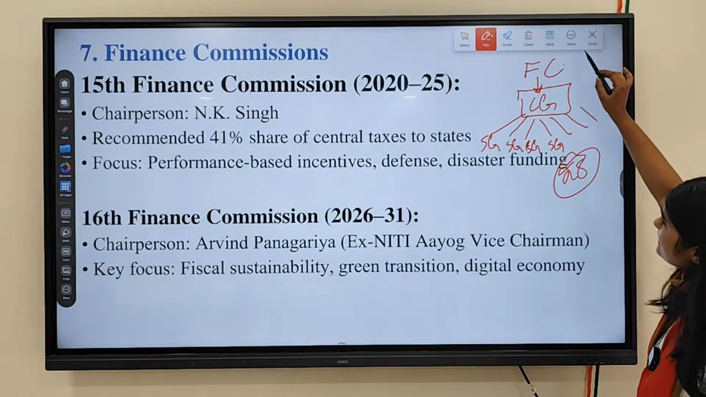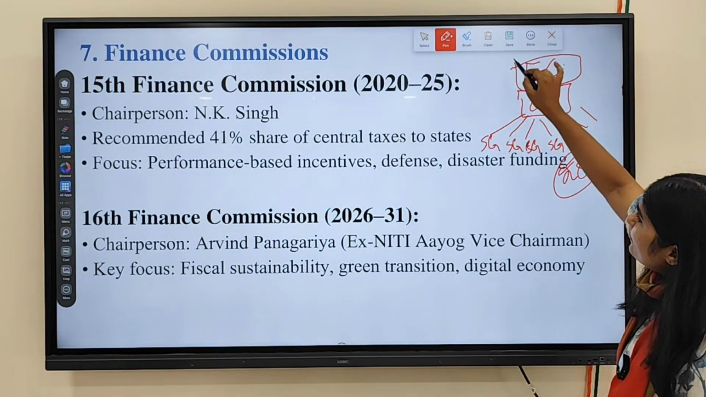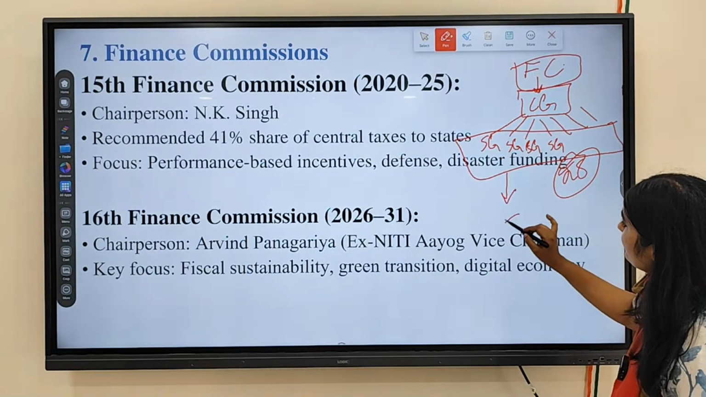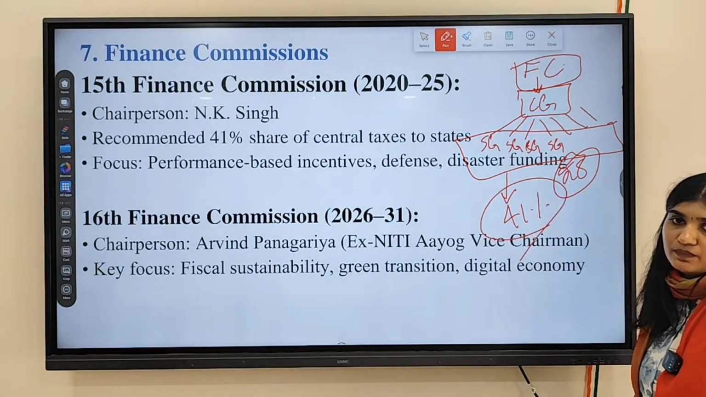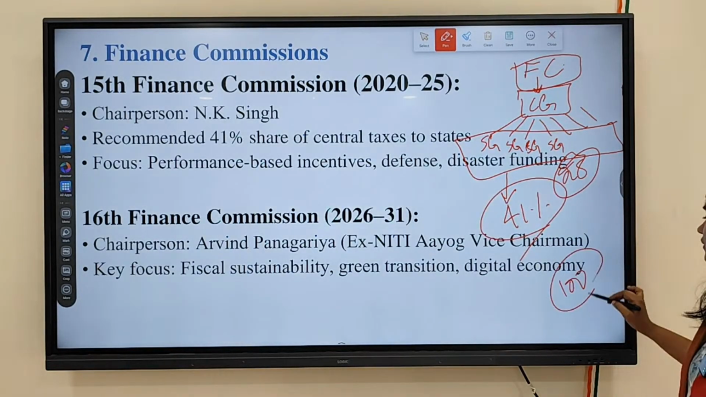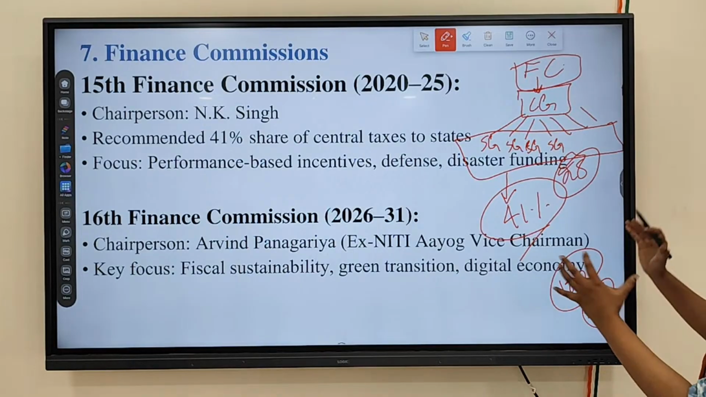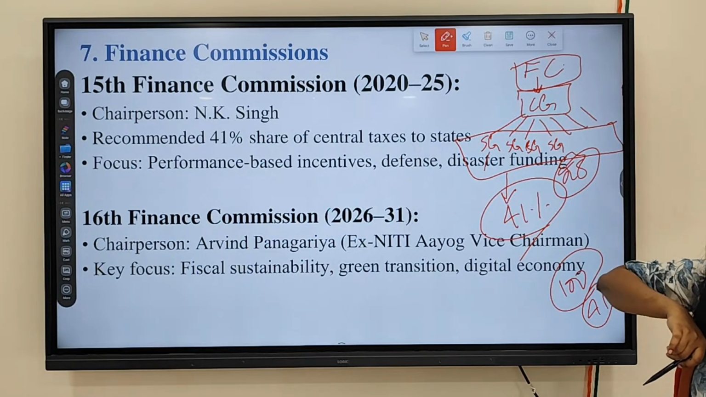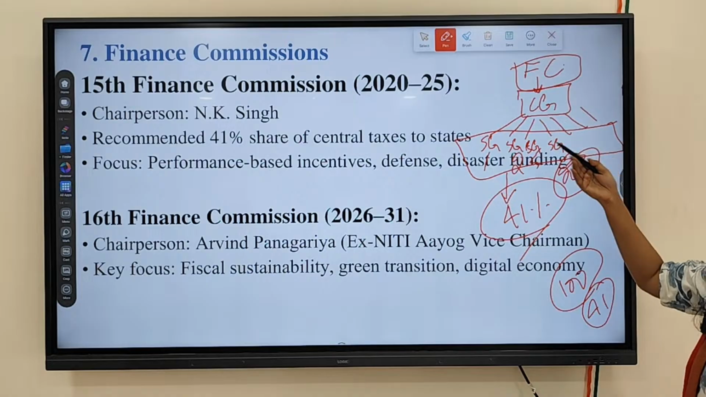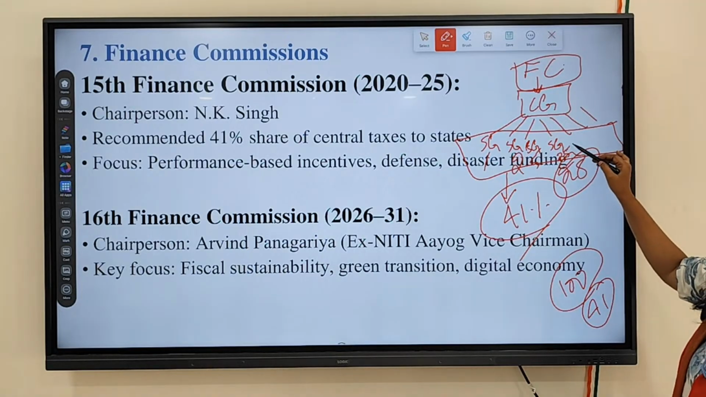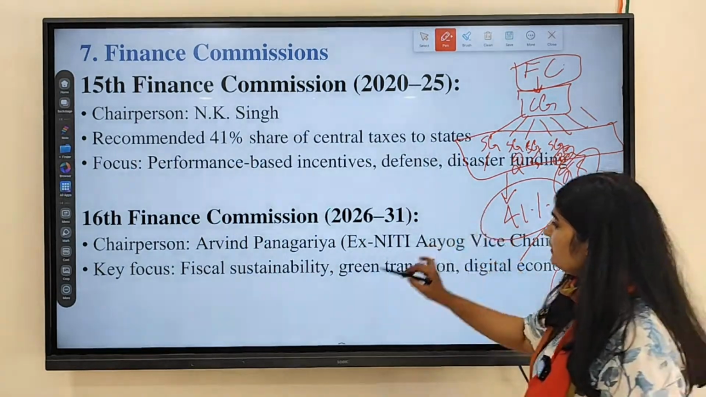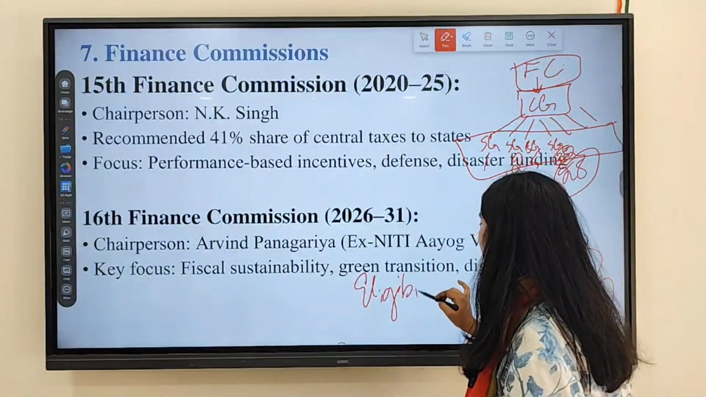This Finance Commission has given the report that among the state governments, the allocated fund will be 41%. Out of 100 rupees, 41 rupees will be allocated among the state governments. It might be 1 rupee for one state government, 2 rupees or 5 rupees for another, 0.5 rupees for another. Understood? It is not distributed equally among the states. It depends on the criteria. That eligibility, I will tell you what it is.